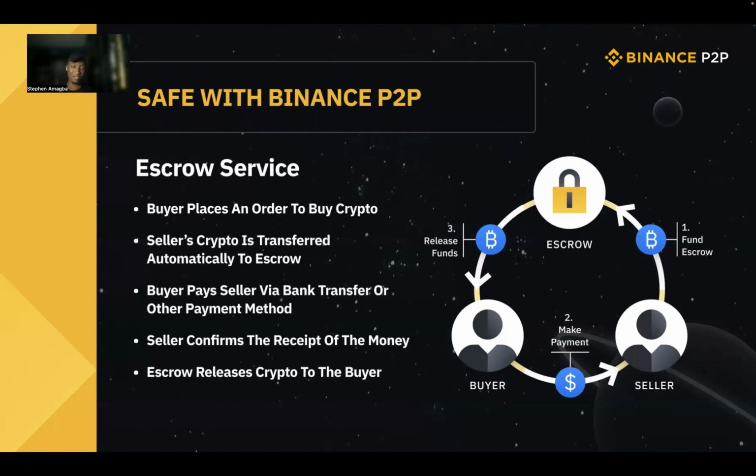When I place an order, the crypto is actually placed on the escrow system, so it ensures that the seller actually has the crypto. It's actually there, so that I'm not just placing a void order.